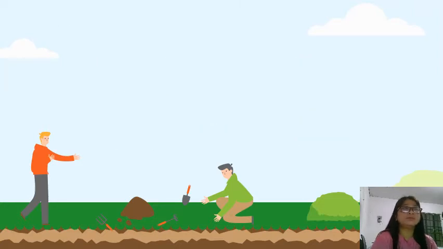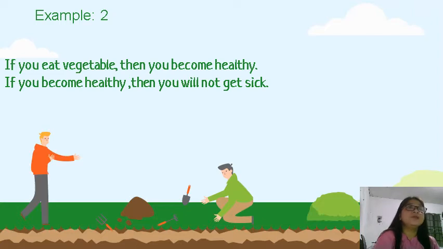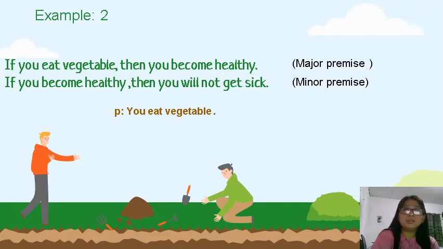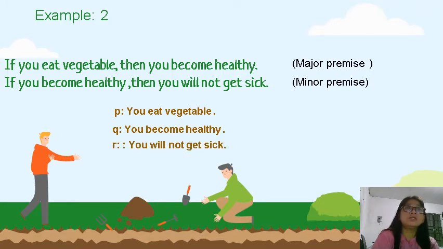Another example: if you eat vegetables, then you become healthy. If you become healthy, then you will not get sick. Again, we have two premises here, the major premise and the minor premise. Our P here is you eat vegetables. And another premise, which is the Q, you become healthy. And the conclusion is you will not get sick. So our statement is valid.